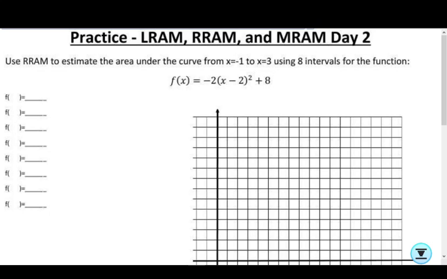Okay, so we're going to be doing our second day of rectangular approximation. And so we have a quadratic and we're going to be doing RRAM, so right-handed rectangular approximation method. Okay, so we're going to get the area under the curve from -1 to 3. We're using 8 intervals for this function.